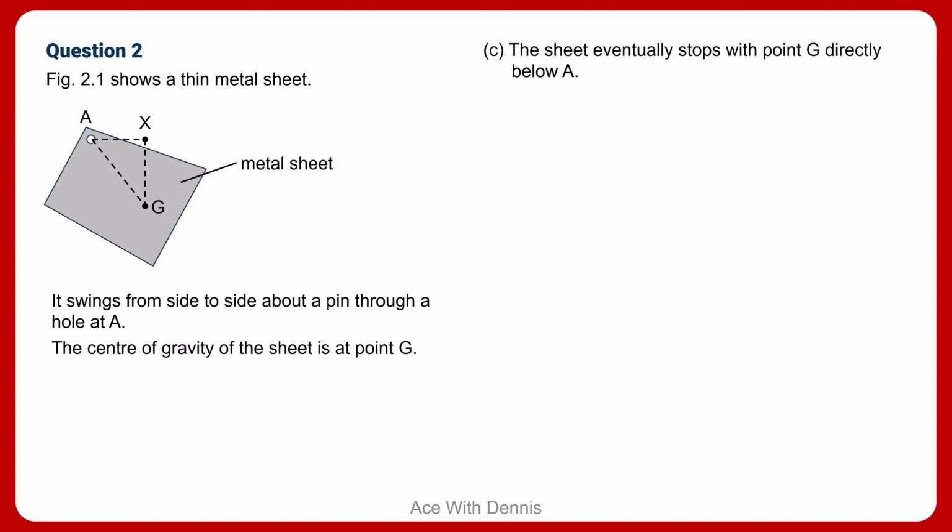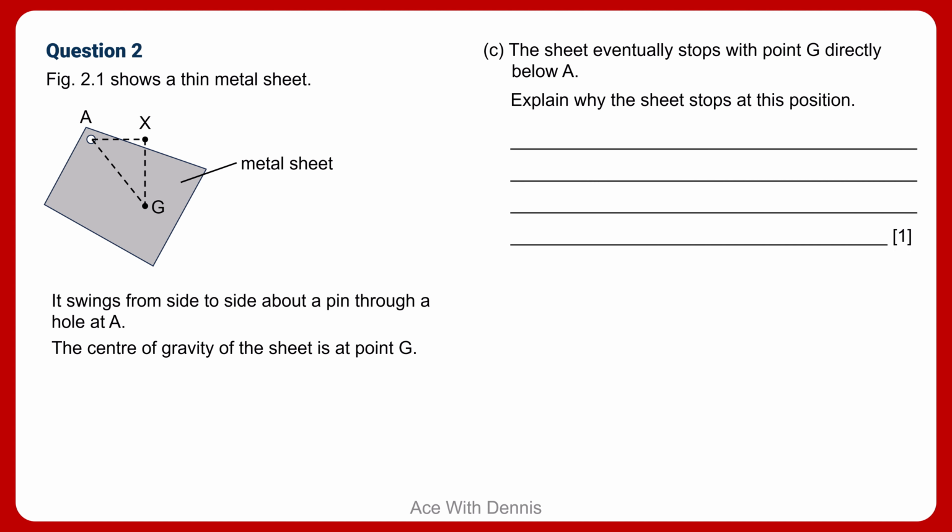The sheet eventually stops with point G directly below A. Explain why the sheet stops at this position. 1 mark. Okay, so when the metal sheet stops swinging, it means that the moment is 0. So how can we have 0 moment?